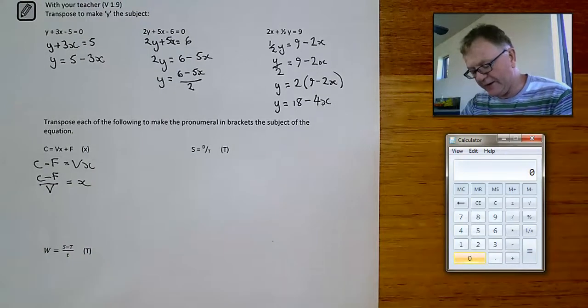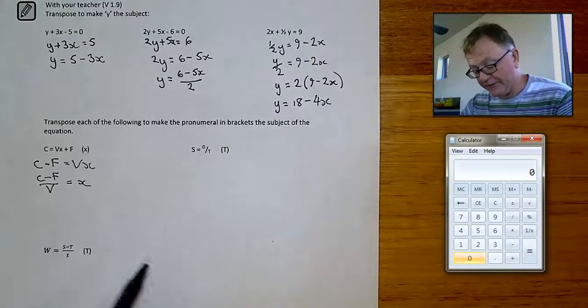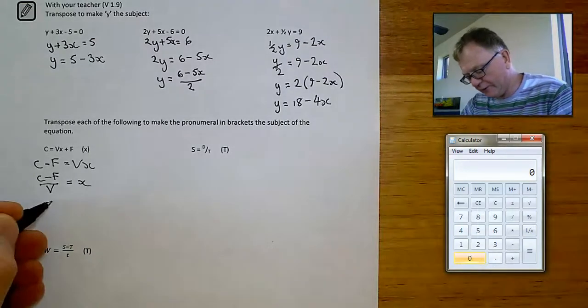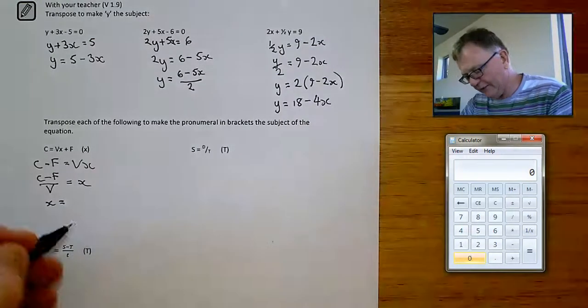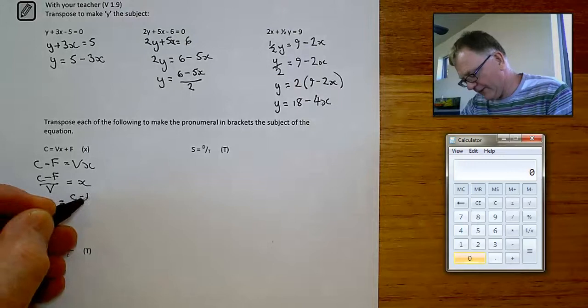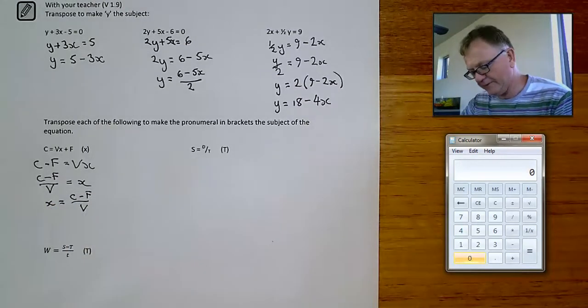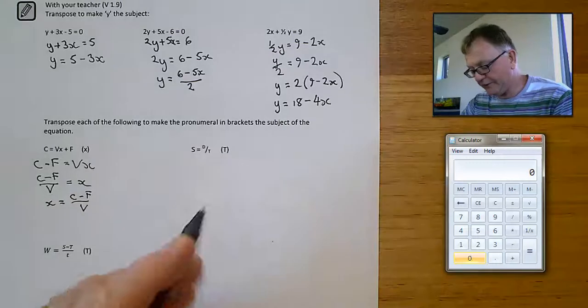Well, that's about it. At the moment, that is true. X is the subject of this equation, only we normally just swap it round. So we'll put our x first, x equals c minus f over v, in our final answer. This one here, we want t to be the subject of the equation.